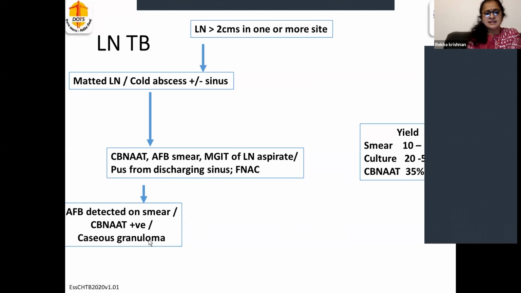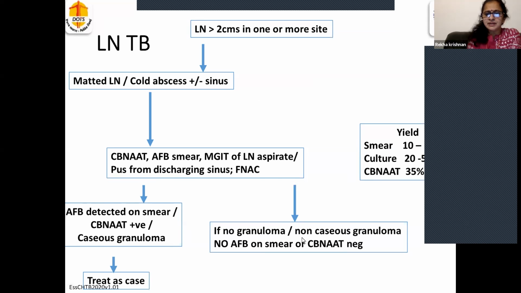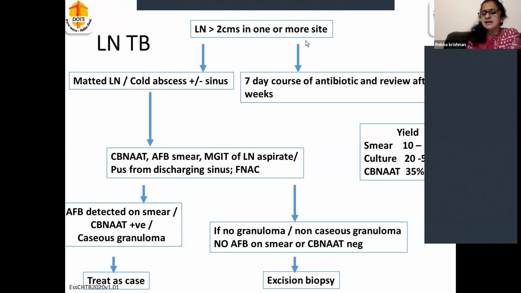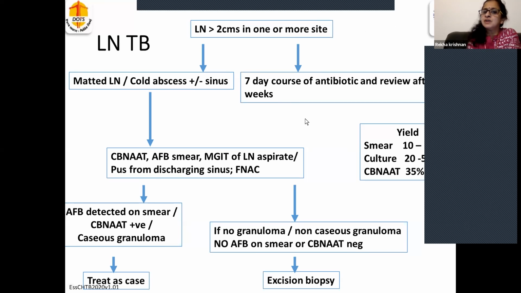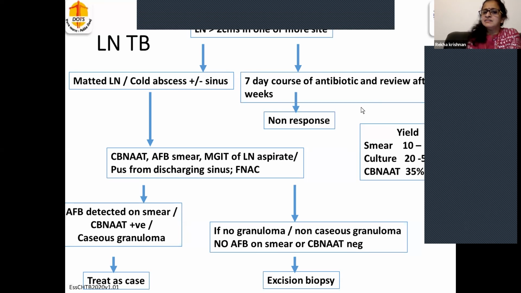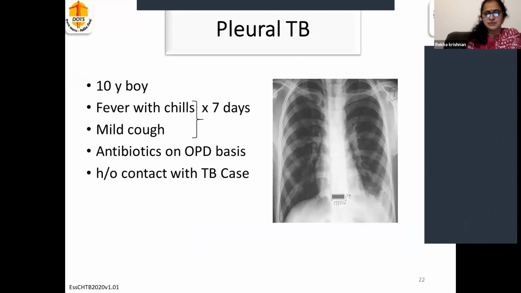And if we are getting a positivity, treat for tuberculosis. And if there is no granuloma, or you are getting a non-caseous granuloma and no AFB on smear or CBNAAT negativity, you can go for excision biopsy. And otherwise, if there is no matting, clinical suspicion of tuberculosis, not like matted nodes or cold abscess, you can give a course of antibiotic and keep the patient under follow-up review after 2 weeks. And if there is no response, you can continue with the same protocol.